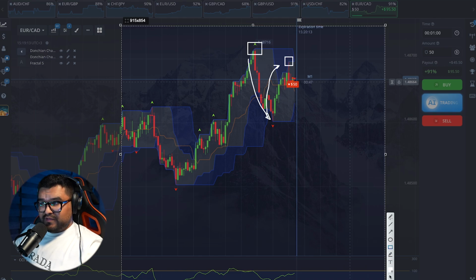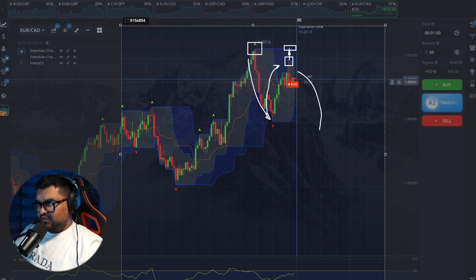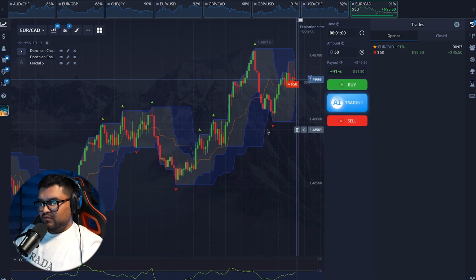So firstly, this moving line is quite close to the upper line, and there is a potential reversal of the price movement here. So we can open a sell trade here. Simple as that.